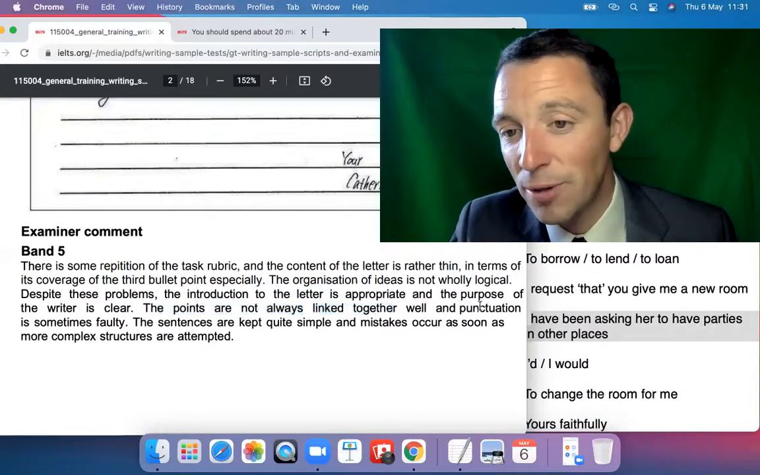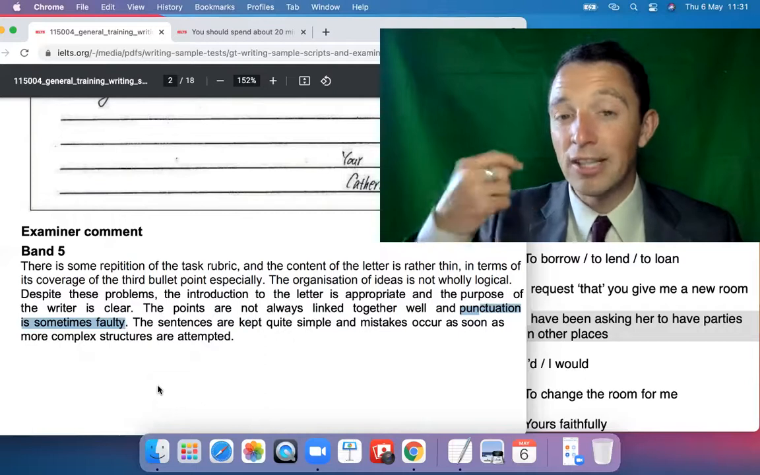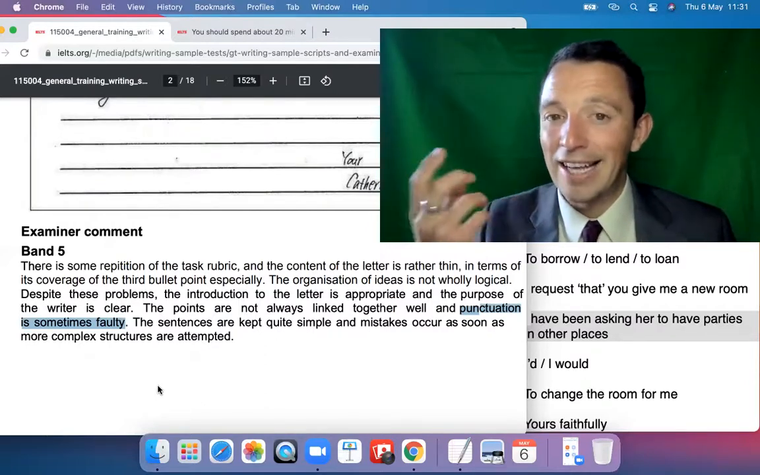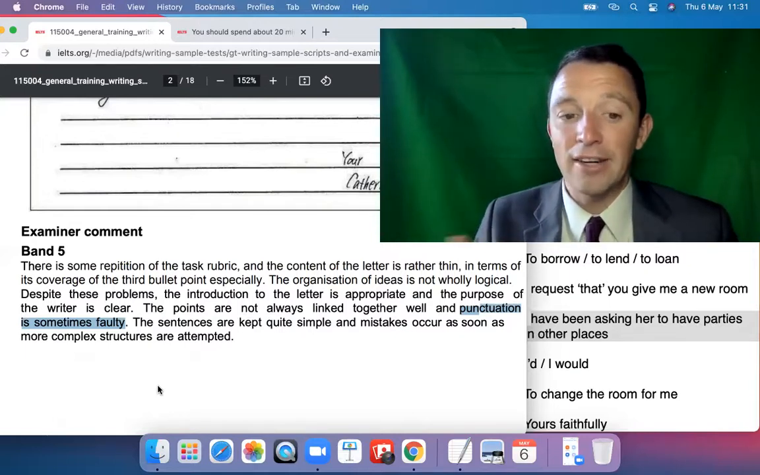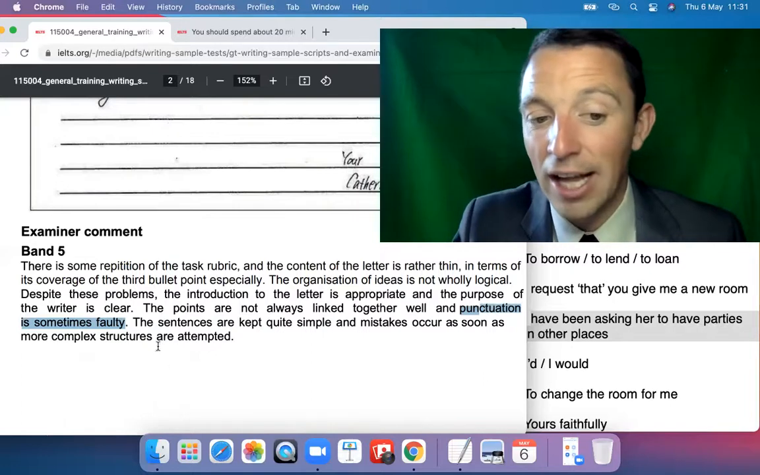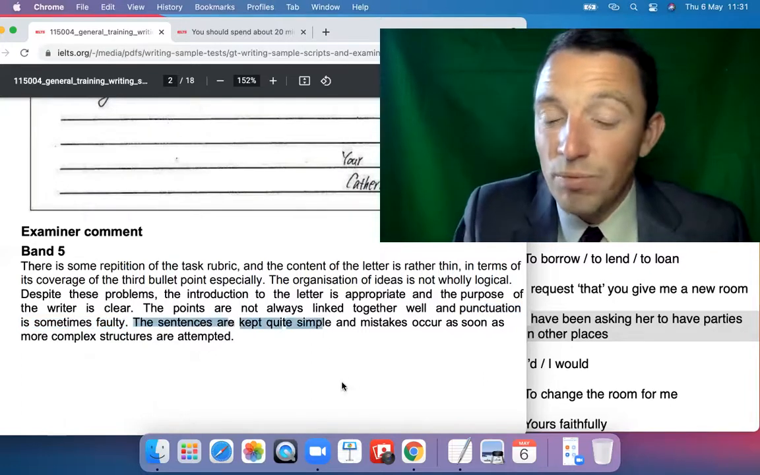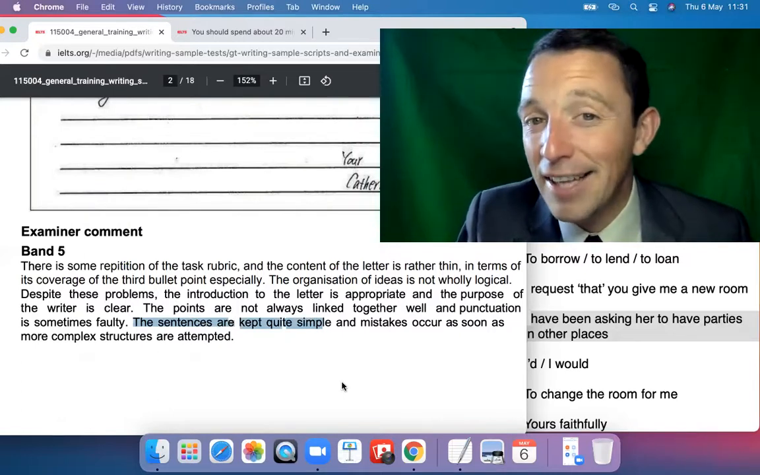And punctuation sometimes is faulty. So we have identified some of the errors specifically in relation to apostrophe, in relation to full stop, and punctuation is important for the cohesion of a letter and for writing in general. And then the sentences are kept quite simple. So again, it's quite basic for the grammar range. It's not really advanced for the grammar, and that's the comment of the examiner.